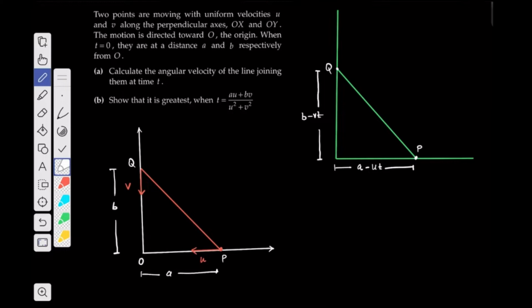Now what I want to figure out is the angular velocity between them. So they are asking us, suppose I have to find the angular velocity of P with respect to Q, just tell me. Sir, can you repeat the steps again, sir? a minus ut and b minus vt.